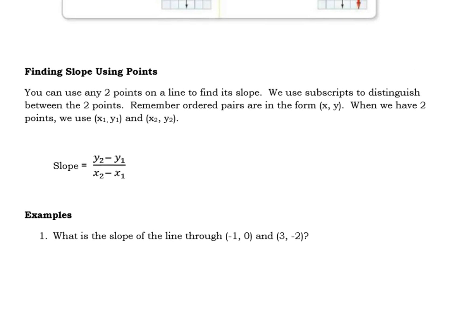Okay, now we're going to find slope using 2 points, which again you did last year. So when you have to find slope using 2 points, you're going to use the slope formula, y2 minus y1 over x2 minus x1, which remember is still the change in y over the change in x, or the rise over run. It's all the same thing.